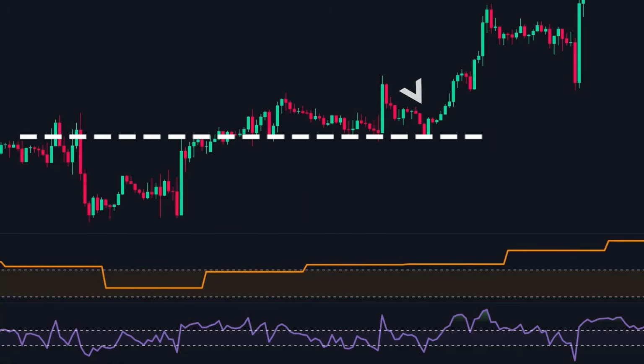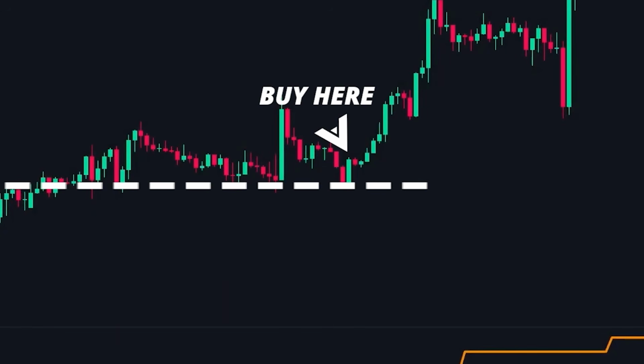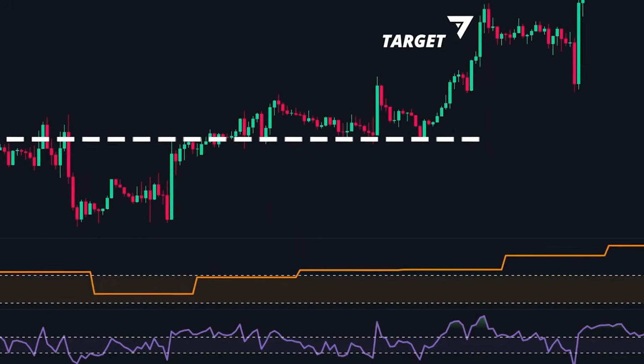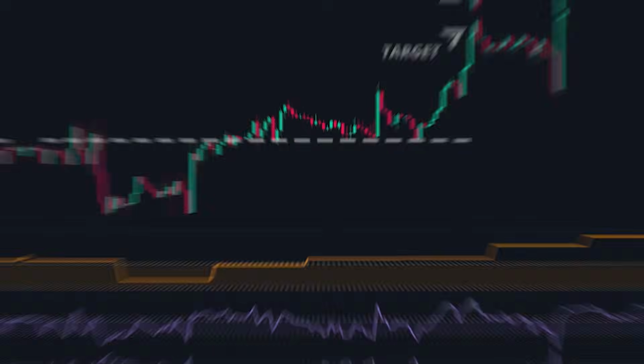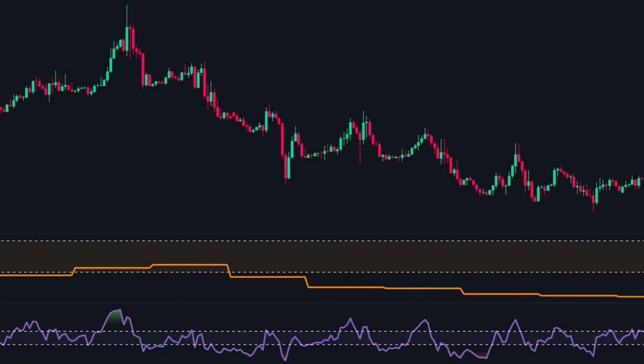We enter a buy trade at the conclusion of this candle, with a stop loss below the swing low and a risk-reward ratio of 2:1. As demonstrated, the price met our target on this trade. Now let's look at a sell trade. On this chart, the orange RSI is clearly below 40, indicating that the price is declining.